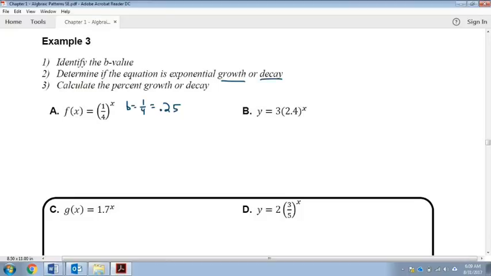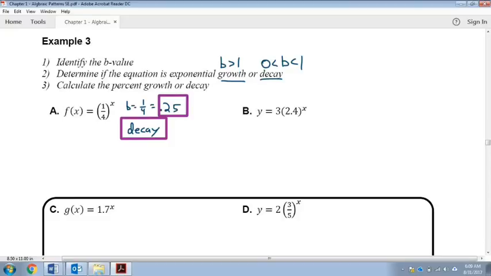Okay, remember growth is when b is greater than 1. Not x is greater than 1. B is greater than 1. Or decay is when it's between 0 and 1. It's a decimal, essentially. Well, this one is between 0 and 1, so this is decay. So the first one, done. The b value is 0.25, and it's decay. The last one, calculate the percent growth or decay.